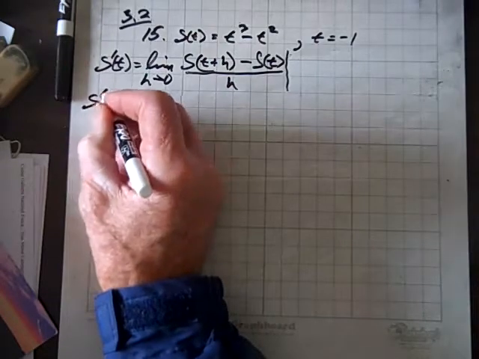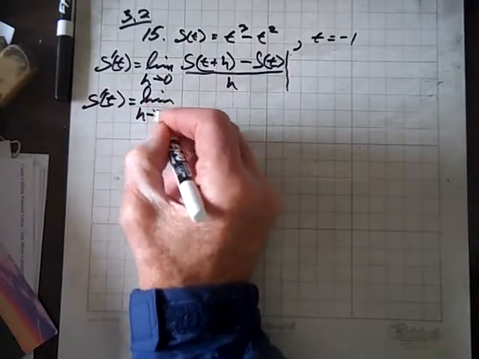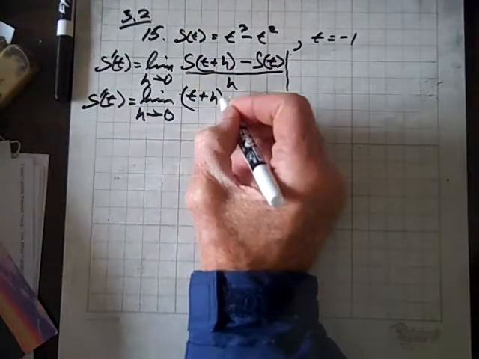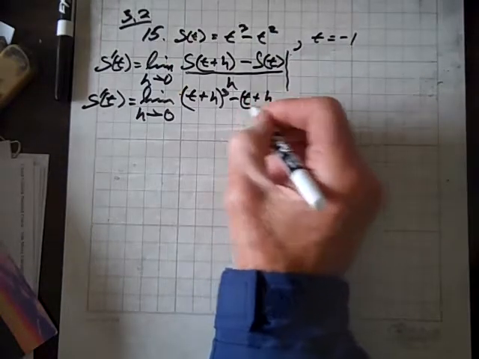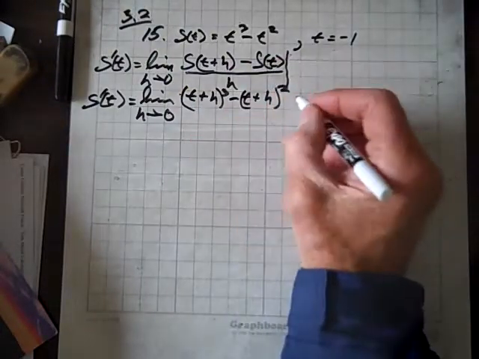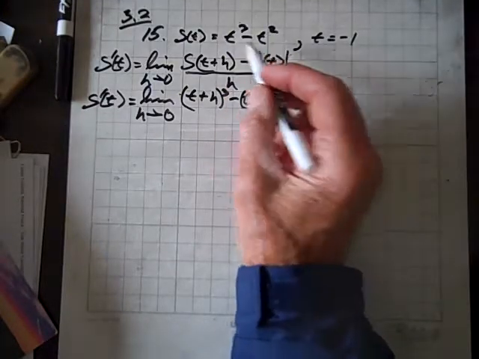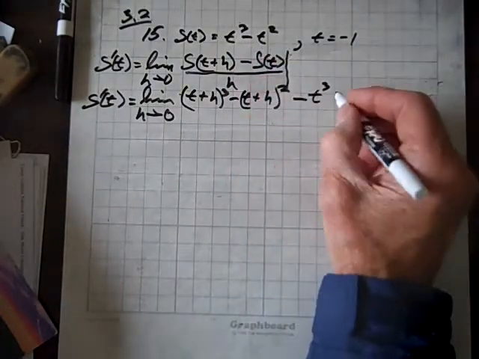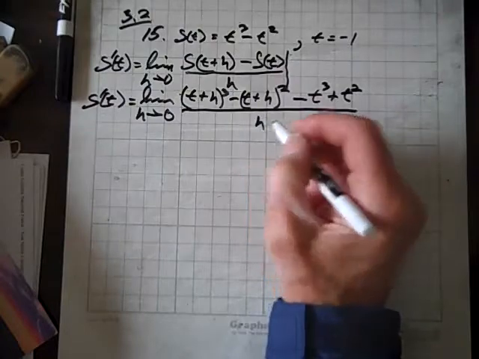So s prime of t equals the limit as h goes to 0 of t plus h cubed minus t plus h squared. So we took care of this part. Now minus s of t. Well, s of t is t cubed minus t squared. So minus a t cubed is a minus t cubed. Minus a minus t squared is a plus t squared. And that's all over h.